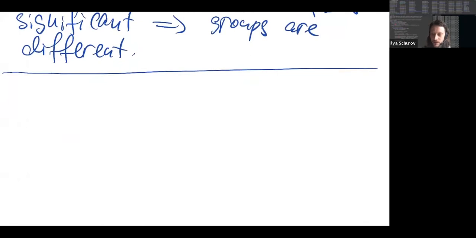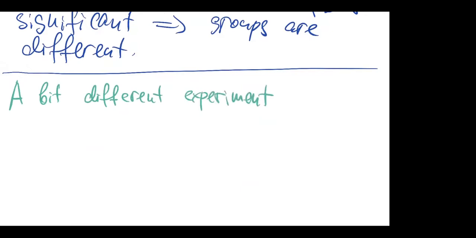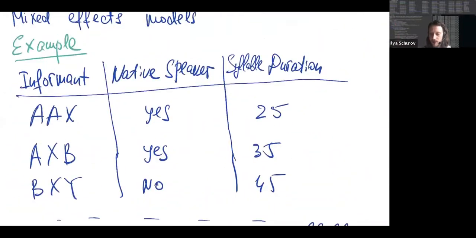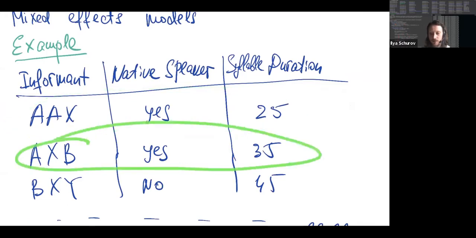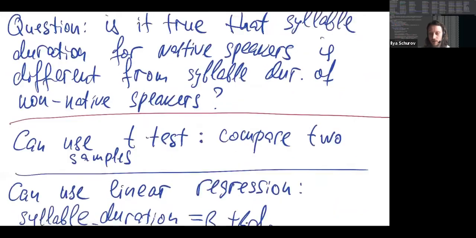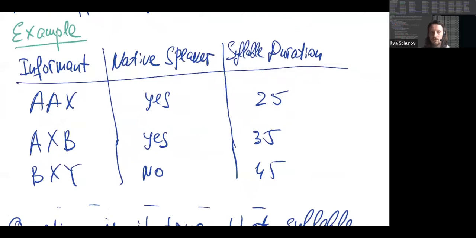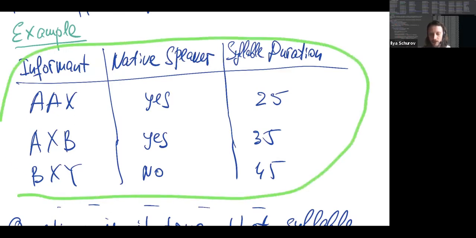Okay, then let me consider a bit different experiment. Actually, it is more or less the same, but in the previous experiment, you see that one row corresponds to one informant, and in different rows we have different informants. And now let us consider a bit different structure. Assume that I have several words, and I ask the same informant to pronounce each of these words. And in each word, there is some syllable that I'm interested in. So it means that I have another structure.